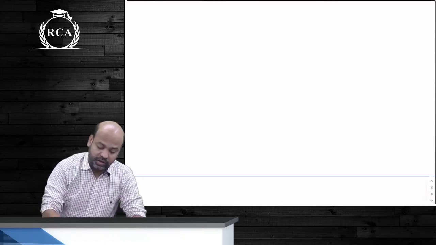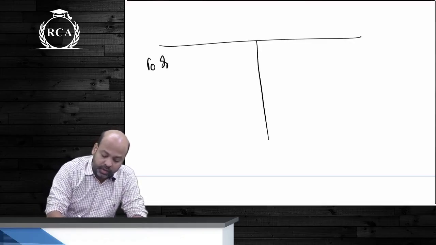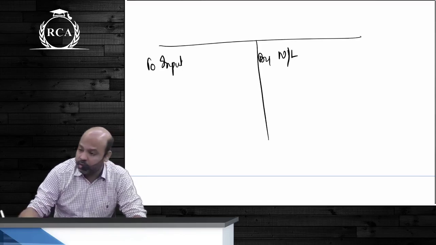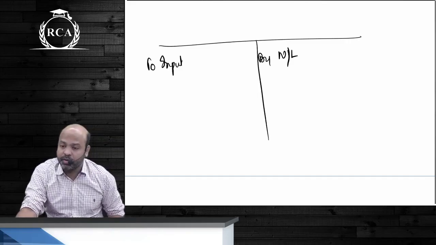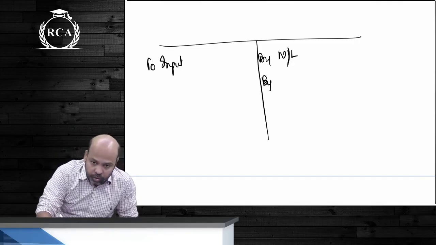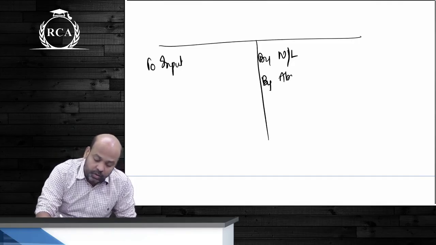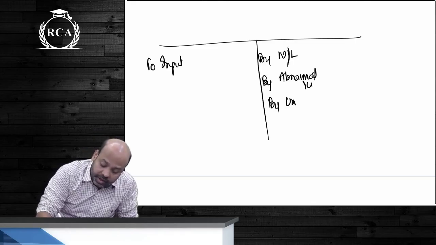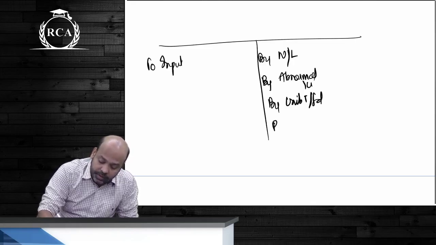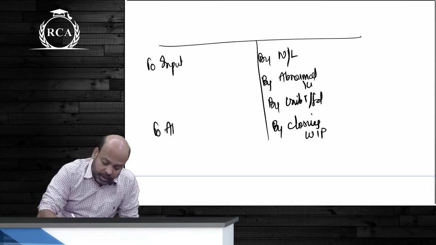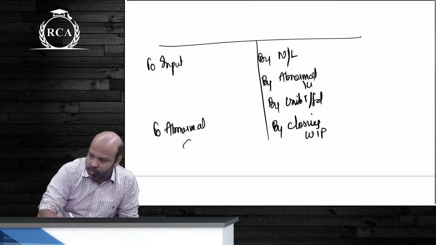You all know process account, right? In process account we write to input. There will be by normal loss. Yes or no? Until now, in order to write normal output, we've always been writing input minus normal loss. Now because it might be difficult to do that because of degree of completion, we write by abnormal loss. We write by units transferred to next process. Then the new thing that will come is closing work in process. And if there is abnormal gain, I'll write to abnormal gain.